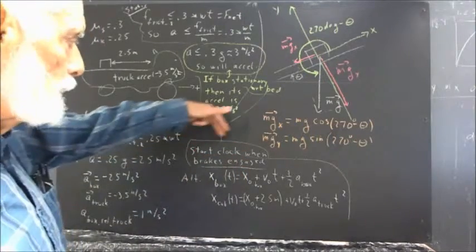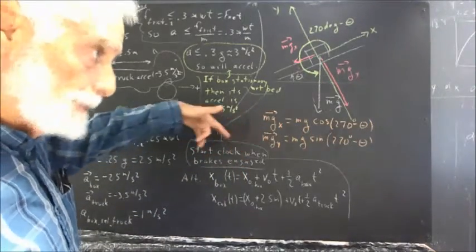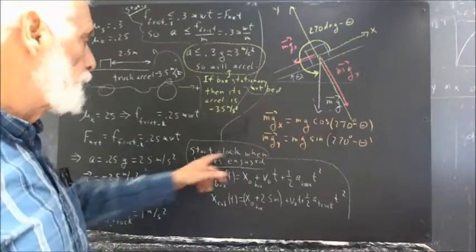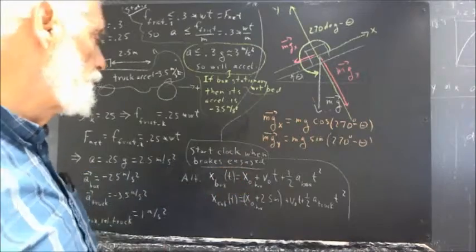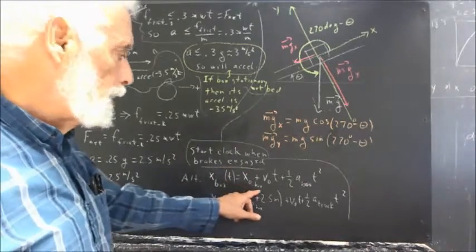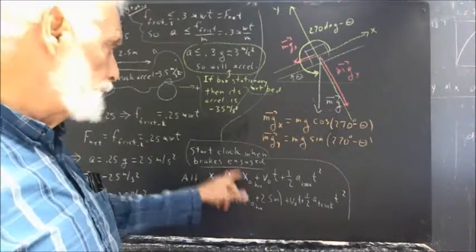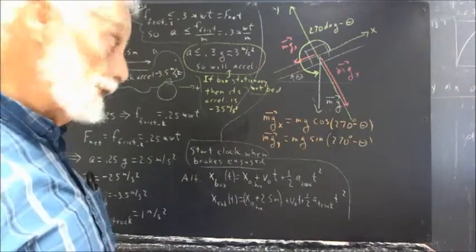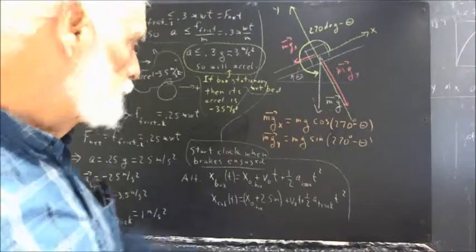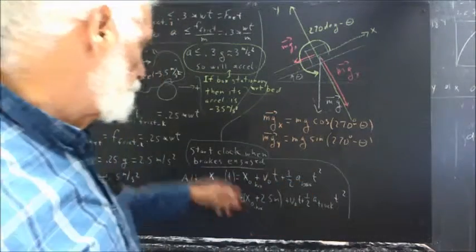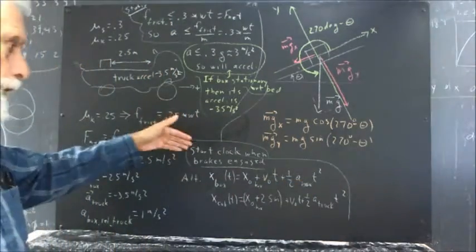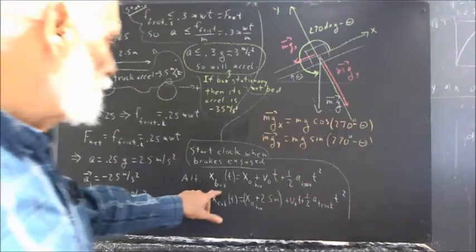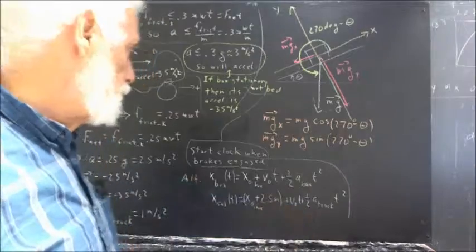In order to see how that works out, first you can see that I've just written this in. We start the clock when the brakes are engaged. I considered this to be implicit when I wrote down these equations. We start the clock when the brakes are engaged, so that x naught of the box is the position of the box at that instant. V naught is the velocity of the truck at that instant. And of course, t is the time as measured from the instant when the brakes were engaged, the instant when the clock is started. So that's the equation of motion for the box.